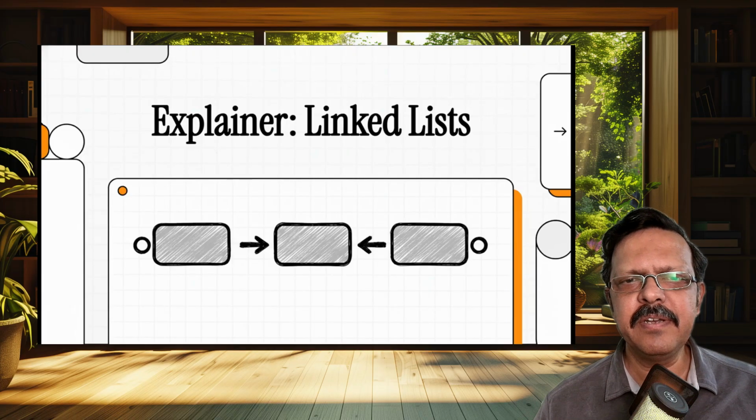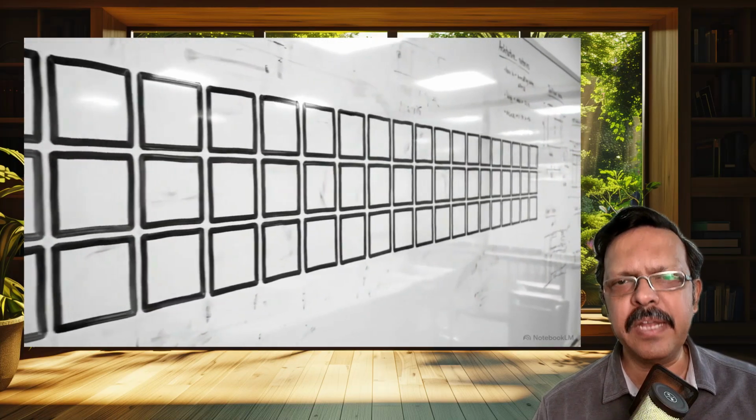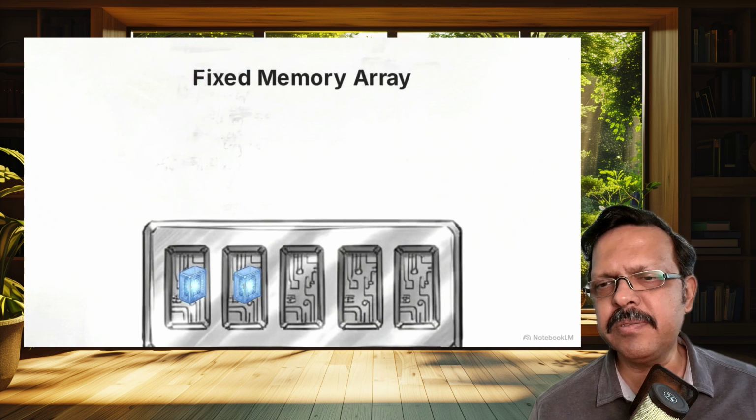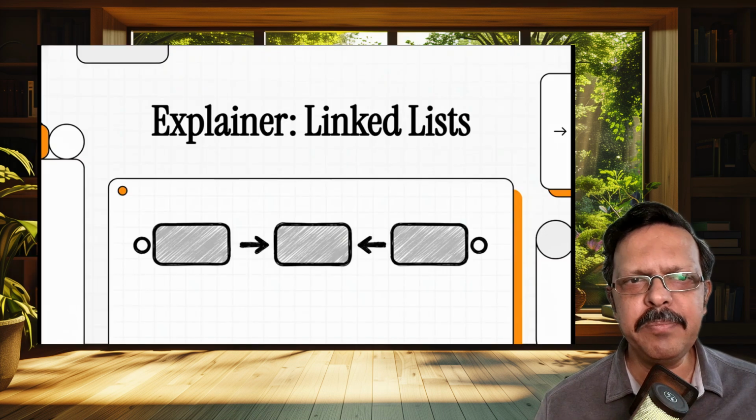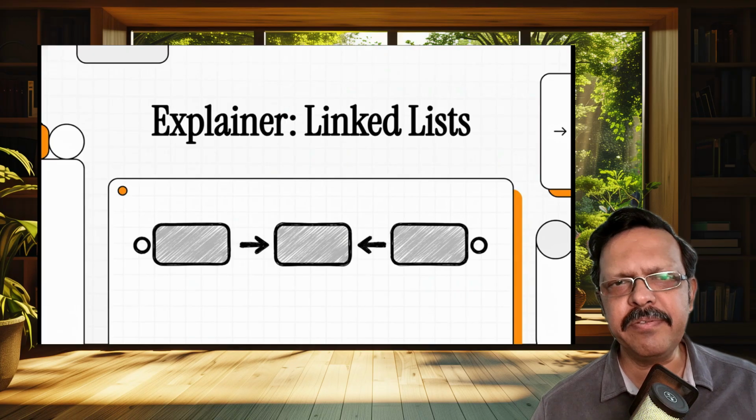To begin with, let's look at arrays. Very familiar, right? Arrays are often the first data structure we learn. They're simple, predictable, very efficient. You store elements in contiguous memory locations and you can access any element instantly just by using its index. So for many problems this works beautifully. It gives us structure, order, and it's very fast.